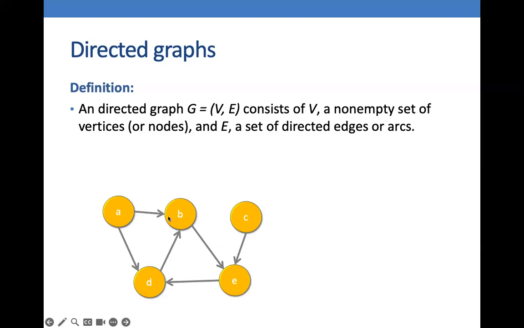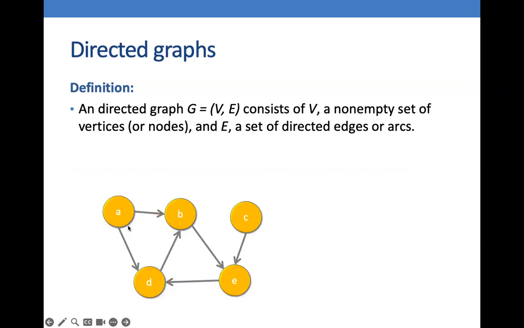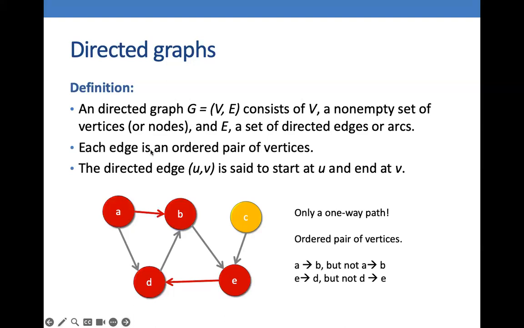We have nodes A, B, C, D, and E, in which some of the vertices are connected by a directed arrow. Suppose we have a connection from A to B, A to D, D to E, B to E, E to D, and C to E. Each edge is an ordered pair of vertices, so take note of the word ordered. When we say a directed graph, we only mean a one-way path, and it is an ordered pair of vertices.